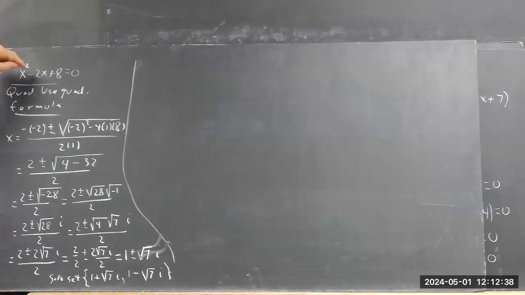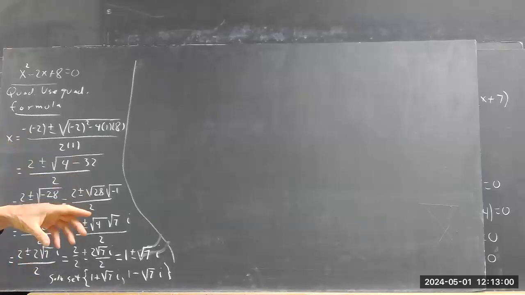Okay. x squared minus 2x plus 8 equals 0. Quadratic equation, use the quadratic formula, just as before. And we end up with a negative instead of that. Remember, we got a square root of 36. Square root of 36 is 6. Square root of -28 is not a real number. There's no number you can multiply by itself to give you -28.